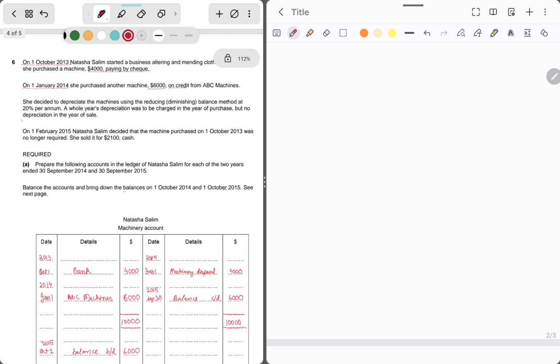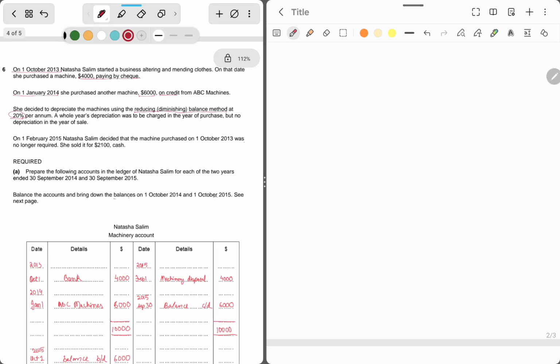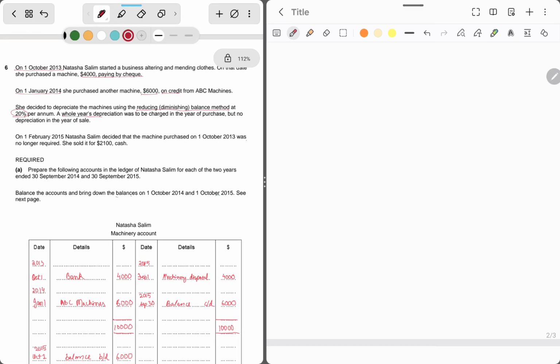credit. Okay, next she decides to charge depreciation by diminishing balance method. At what percent? At 20% per annum. Whole year's depreciation is to be charged in the year of purchase. Okay, mind you, this line is very important. Whole year's depreciation is to be charged in the year of purchase, but no depreciation is to be charged in the year of sale.